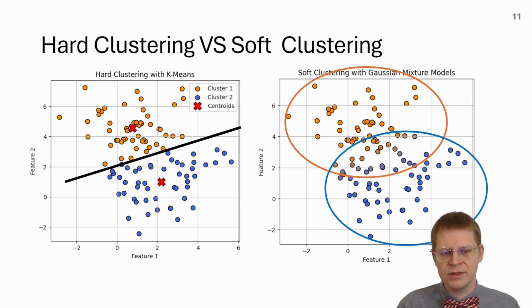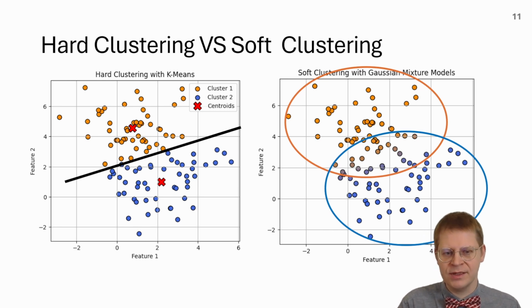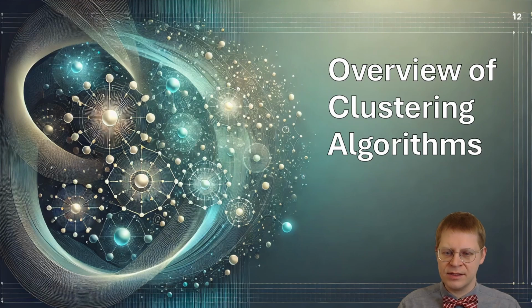The choice between hard and soft clustering depends on your data and the problem you're solving. Which approach do you think would be better for applications like medical diagnosis or image segmentation? And let us move on.